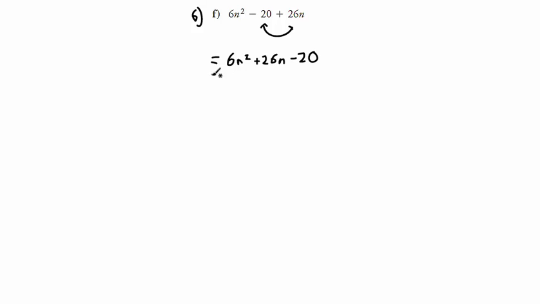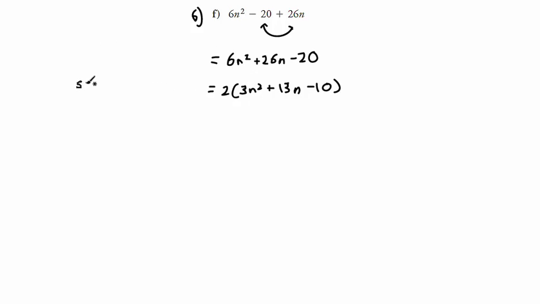But before we do that, what do you notice? 2 goes into each term. When we factor out a 2, we're left with 2 goes into 6 3 times, so 3n squared. 2 goes into 26 13 times, that's 13n. And 2 goes into minus 20 minus 10 times. Now all we need to do is factor this part, which is much easier to factor than this because we're working with smaller numbers.